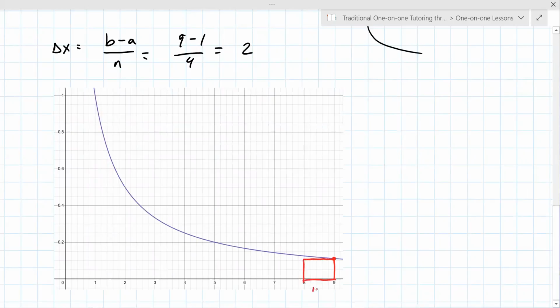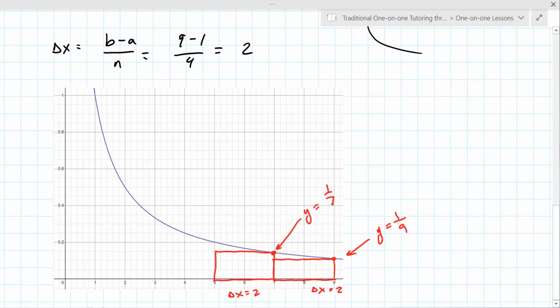So that's your delta x. Oops, our delta x is actually 2 in this problem. So you actually go over 2. That's your delta x of 2. Your height here is y equals 1 over 9, because you put 9 in. And then you go to 7, and you hit it again. And again, you go left 2. So delta x here is 2. The height is y equals 1 over 7.